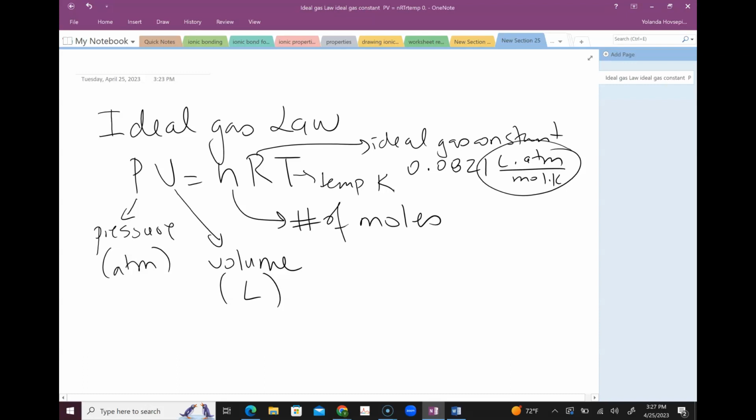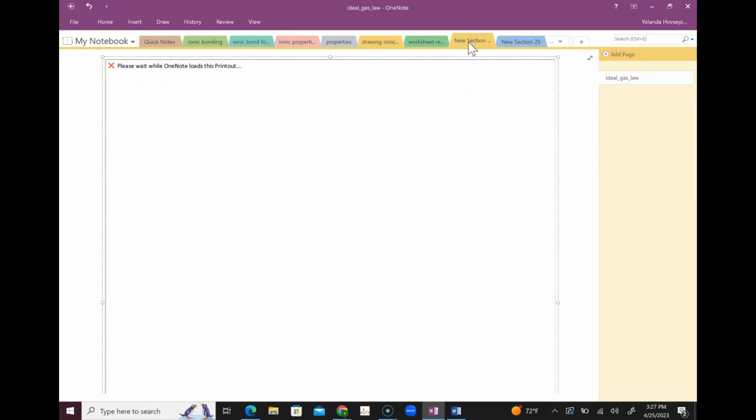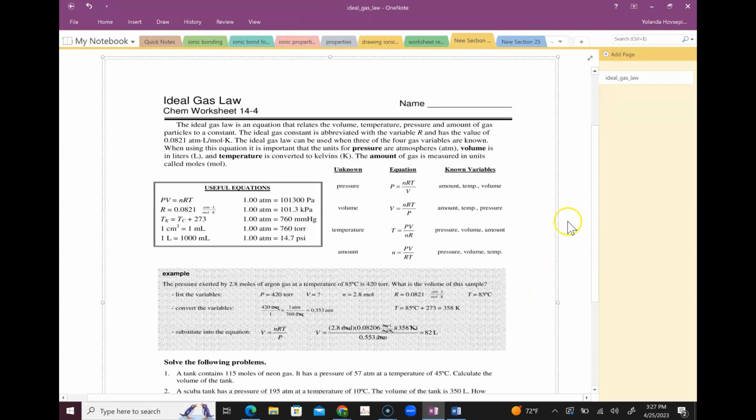So now we're going to plug into PV equals nRT and solve for one of the variables. Obviously, the only variable you'll never solve for is R, since R is the ideal gas constant. So let's do a few problems. This is what it looks like if we're solving for pressure, or if we're solving for volume. Basically, this worksheet just gives you a bunch of the variables isolated.